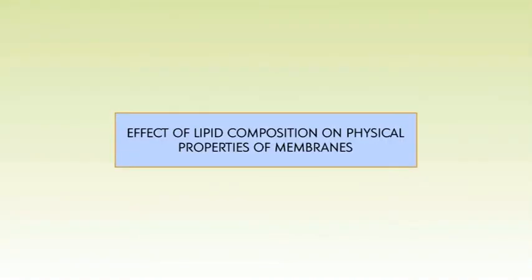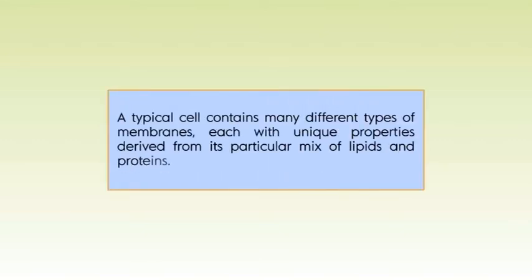Effect of lipid composition on the physical properties of membranes. A typical cell contains many different types of membranes, each with unique properties derived from its particular mix of lipids and proteins. Several phenomena contribute to these differences.